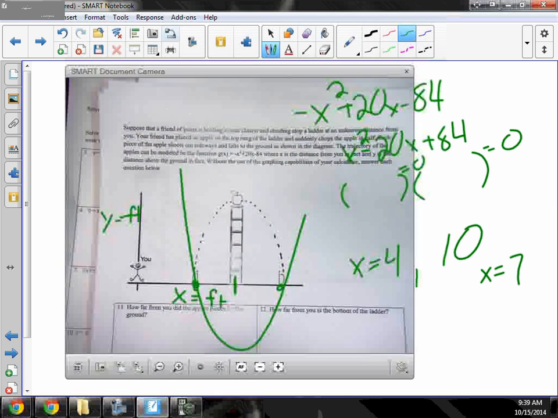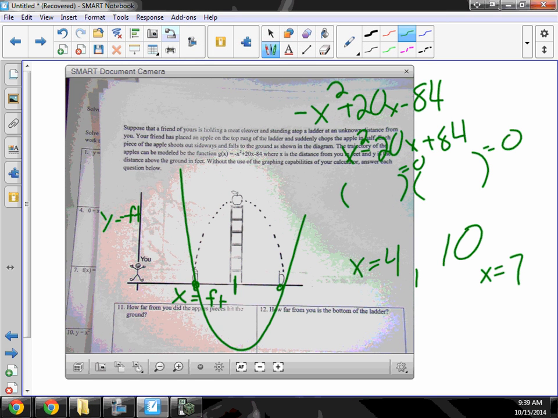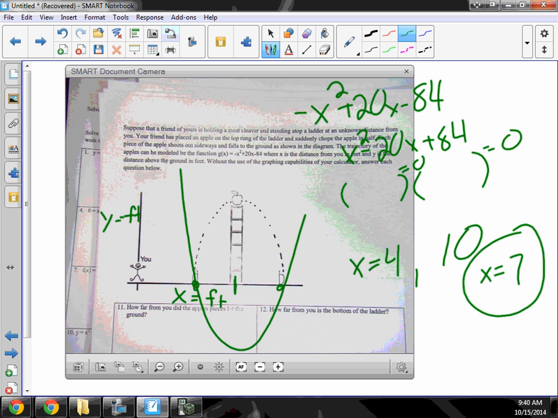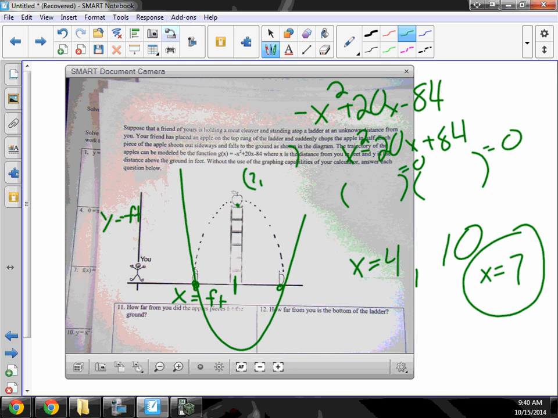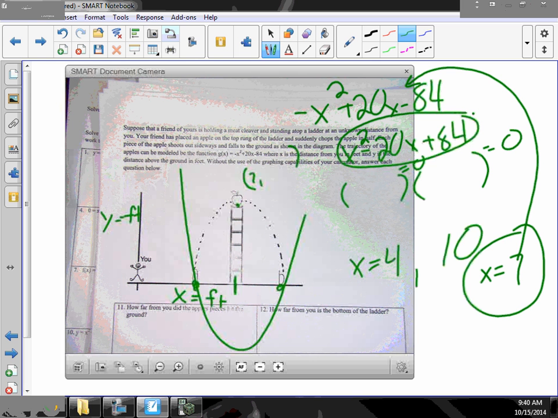Okay? And then 13 asks, how tall is the ladder? How would you figure that out? So if x is 7, how would I figure out the y value? So this is 7 comma something. Plug 7 into which equation? Why not this one? That equation has been altered. And it is kind of a mirror image of the equation we're looking at. But we'd plug 7 in there. So let's say that it was 7 comma 15.